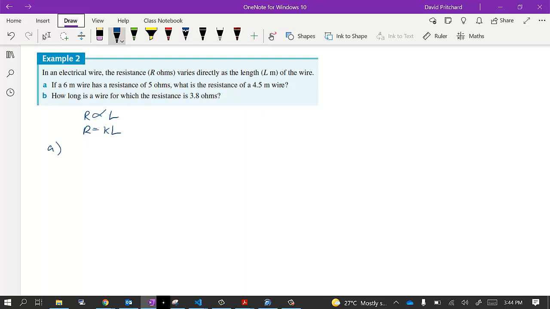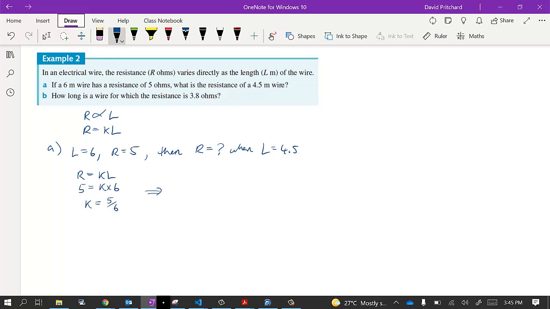Now they give us a piece of information here. If a 6 meter wire, so length is equal to 6, has a resistance of 5 ohms, so R is equal to 5, what is the resistance of a 4.5 meter wire? Okay, so we can use this first piece of information to find that constant of proportionality. We know that R is equal to KL, so 5 is equal to K multiplied by 6, and that means that K is equal to 5 on 6.